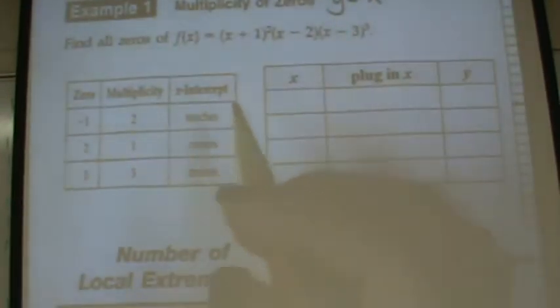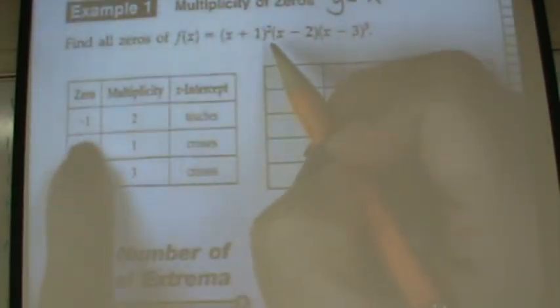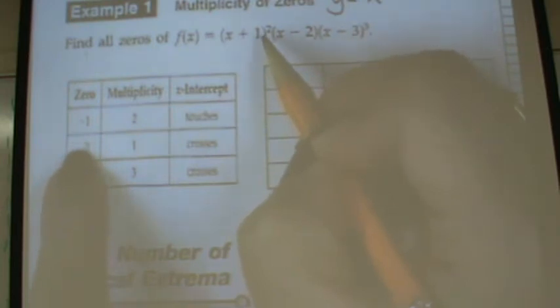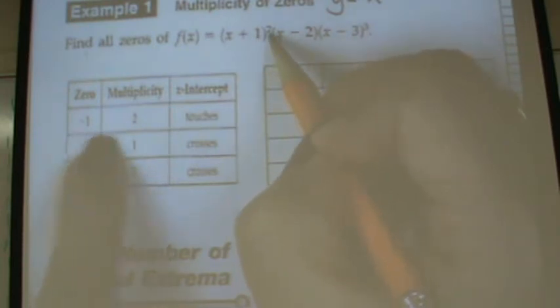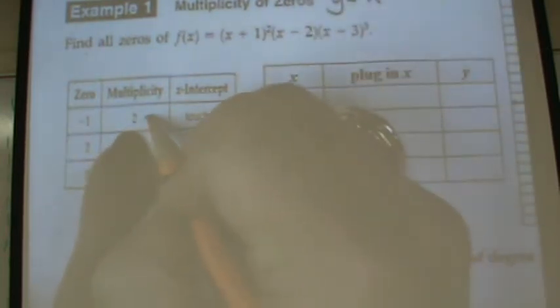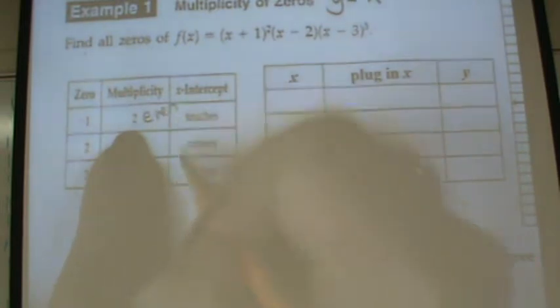So now I want you to look at this. We have to talk about the multiplicity of each 0. Now, how many times did each of these zeros occur? This one occurred 2 times. -1 occurred 2 times. We say that it's an even multiplicity.